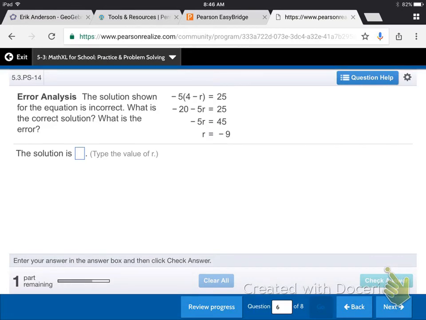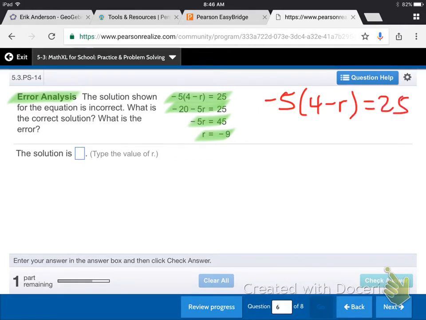Okay, we're really getting there now. Number 6 says there's all these steps in solving this equation, but there was an error, and we have to analyze that. So it says the solution is incorrect. What is the correct solution? All right, so let's take the original equation, -5 times 4 minus r equals 25, and let's just solve it ourselves.